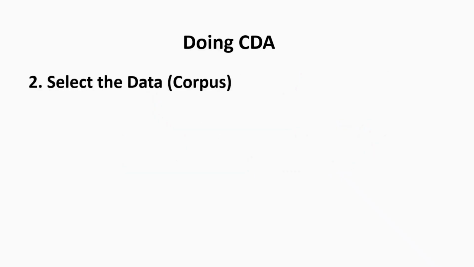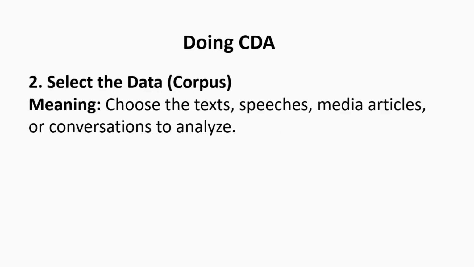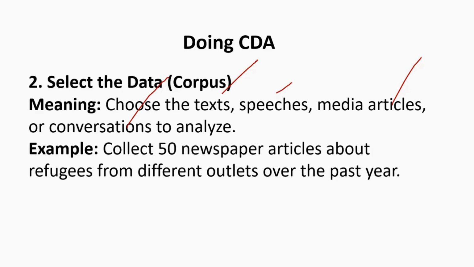The next one is to select data or corpus, the data you want to analyze, meaning choose texts, speeches, media articles, or conversation to analyze. So which data do you want to analyze? For example, collect 50 newspaper articles relating to refugees from different newspapers.